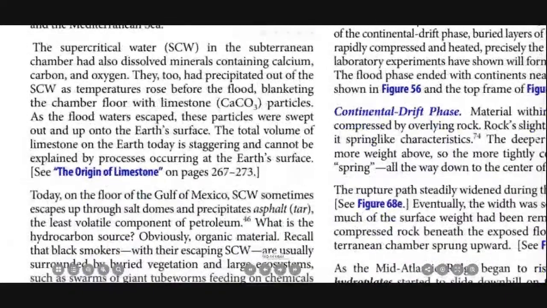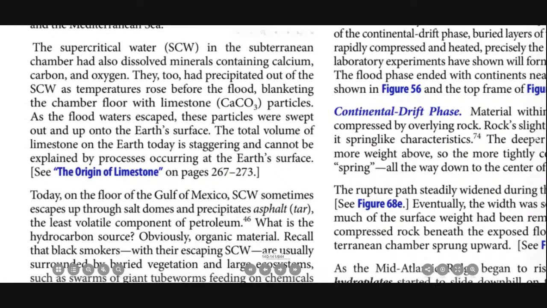The supercritical water in the subterranean chamber had also dissolved minerals containing calcium, carbon, and oxygen. They too had precipitated out of the supercritical water as temperatures rose before the flood, blanketing the chamber floor with limestone particles, calcium carbonate, I believe. As the flood waters escaped, these particles were swept out and up onto the Earth's surface.